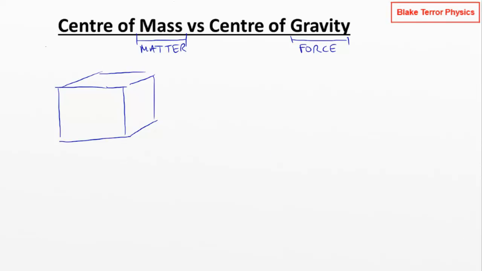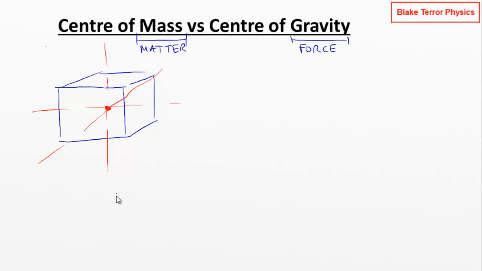put it? Now, for a uniform distribution of matter, this is quite straightforward. From a theoretical point of view, you just find the lines of symmetry and where the lines of symmetry intersect. We've got three of them here for this cube. That's going to be our center of mass.